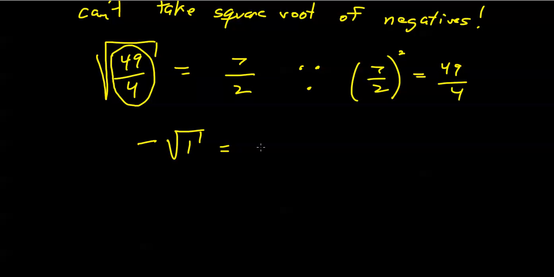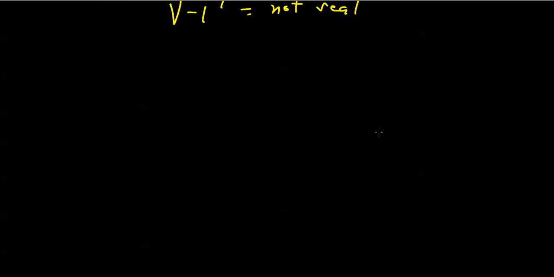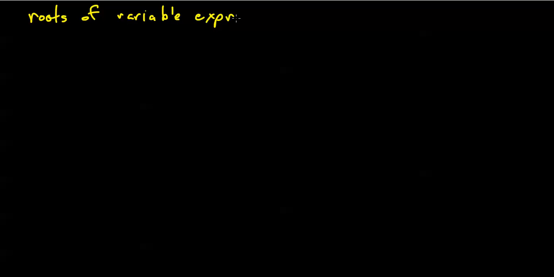Negative square root of 1, well, we all know what the square root of 1 is. The square root of 1 is 1, so negative square root of 1 is negative 1. And of course, the square root of negative 1, notice the difference, that will be not real. You cannot take a square root of negative values. Alright, let's start talking about some variable expressions. Write a little heading here. Roots of variables, or variable expressions, let me say.